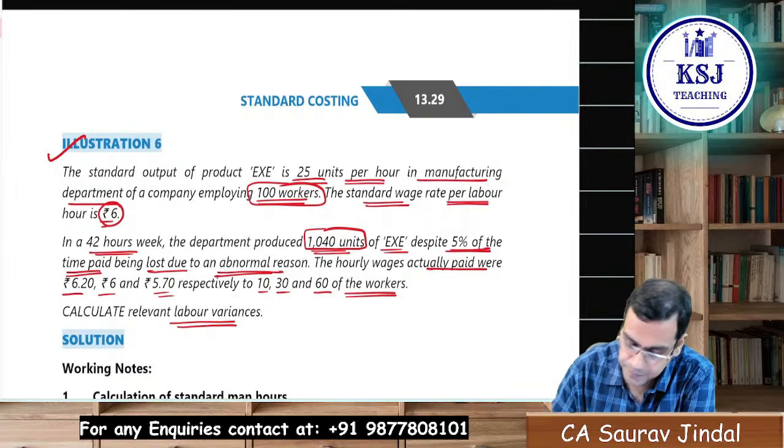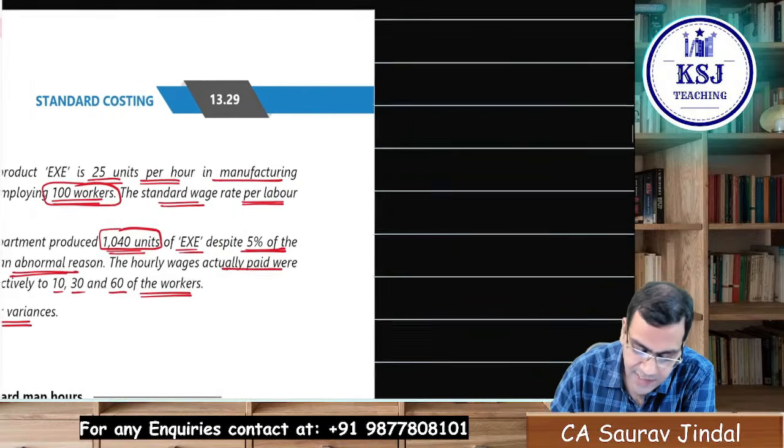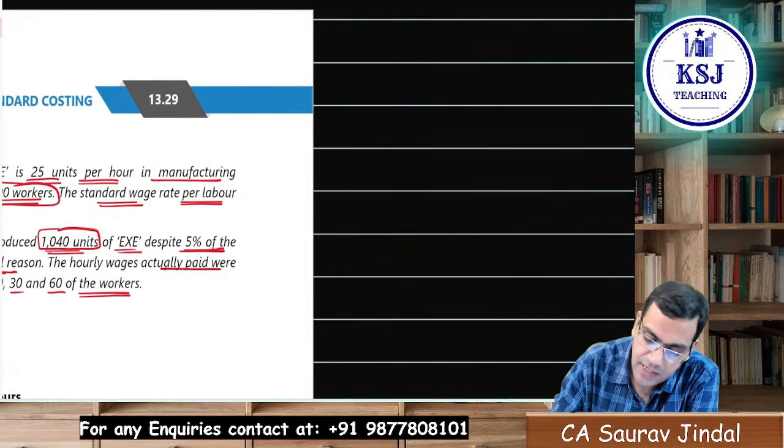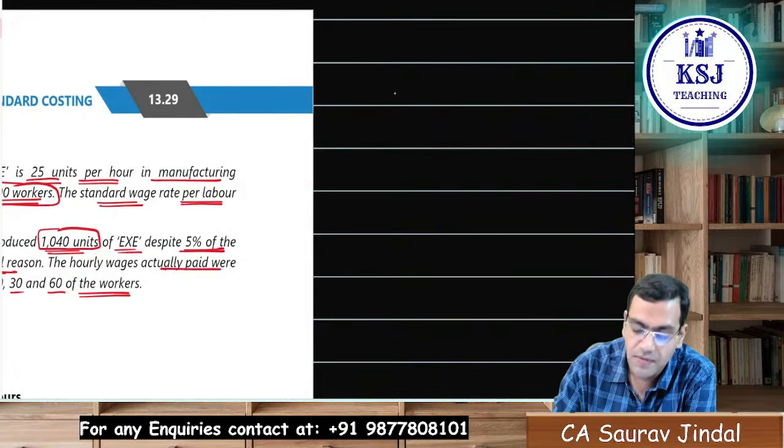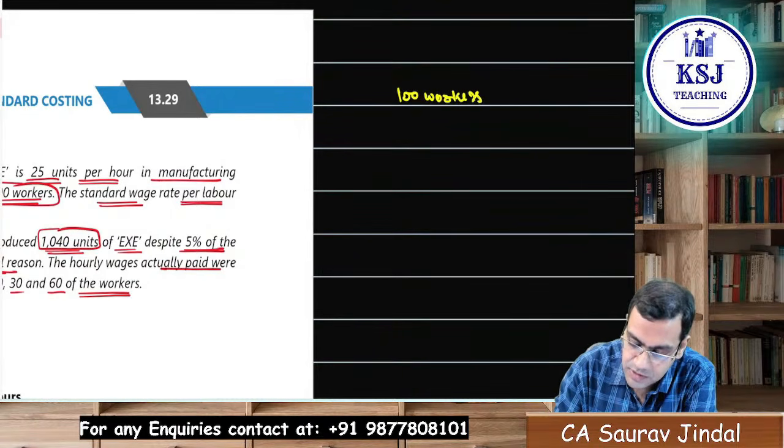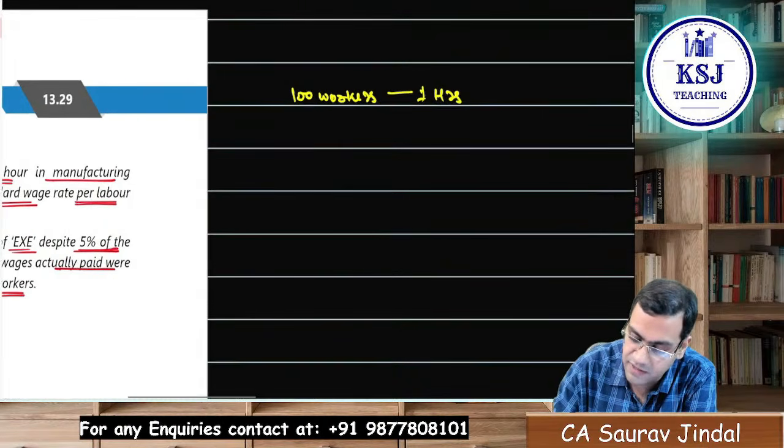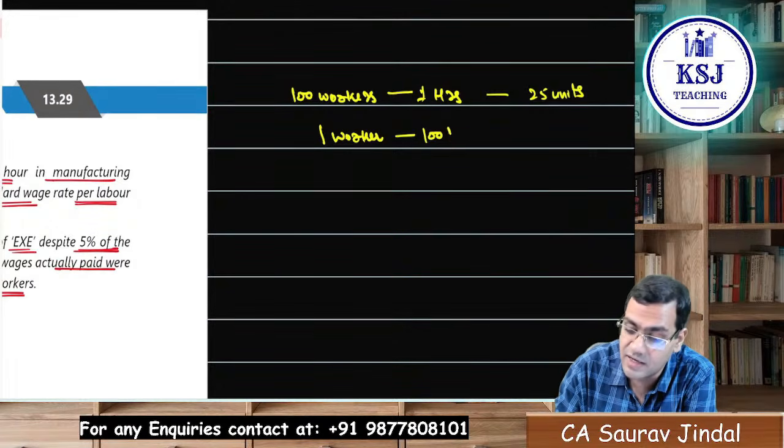Right? So, I can say it is equivalent to 100 hours, sir. If 100 workers are working for 1 hour, then they are manufacturing 25 units. So if I ask you one worker, sir, one worker would have taken 100 hours to manufacture 25 units.